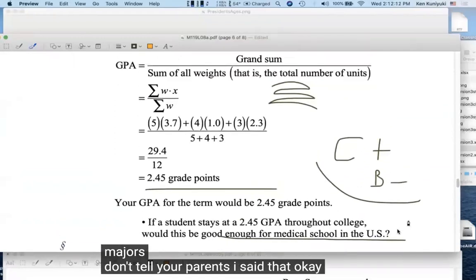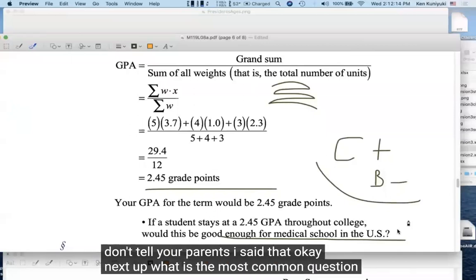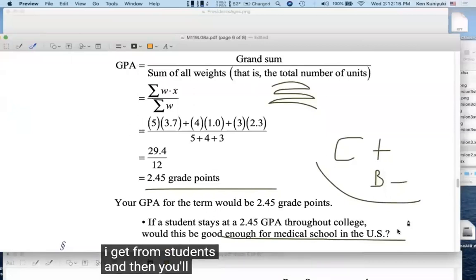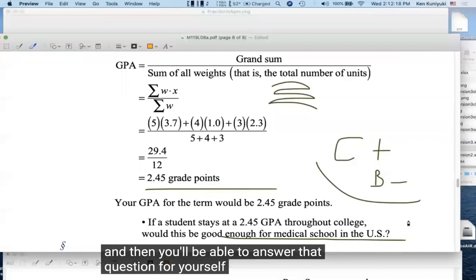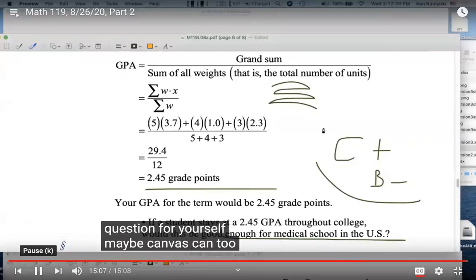Okay. Next up, what is the most common question I get from students? And then you'll be able to answer that question for yourself. Maybe Canvas can too.